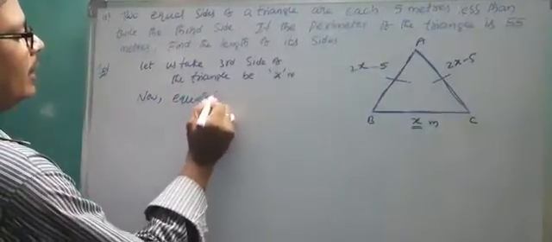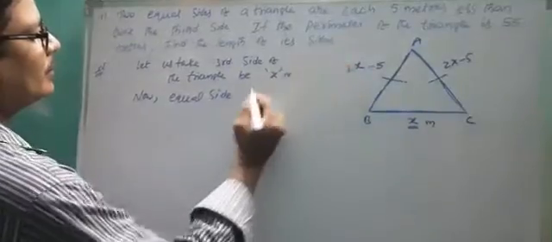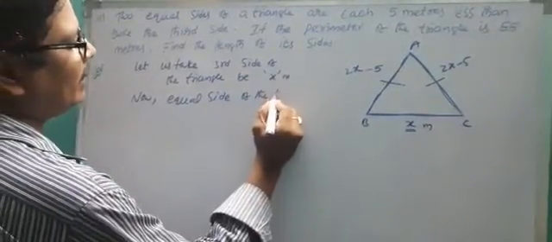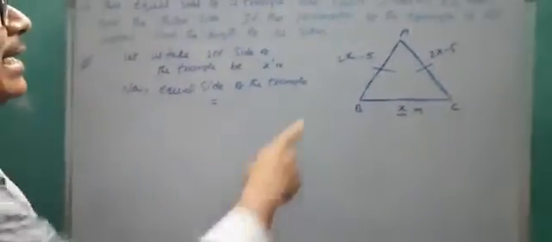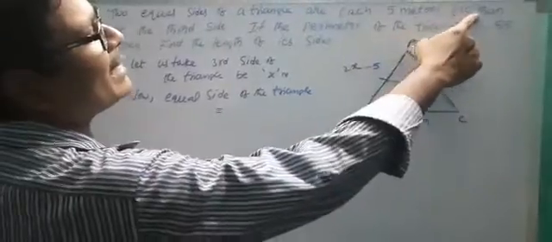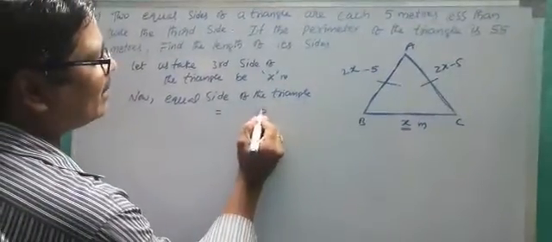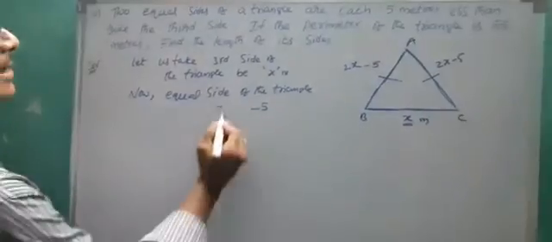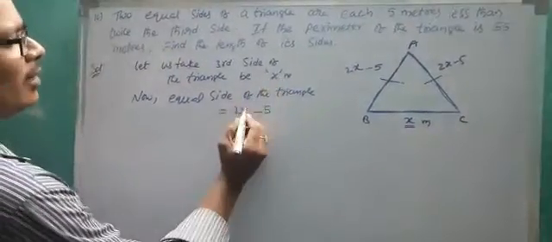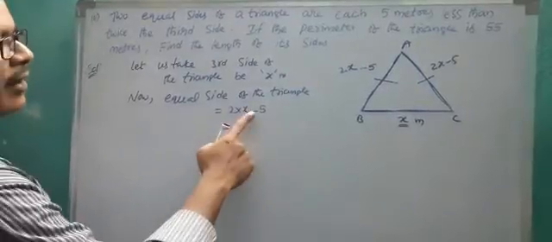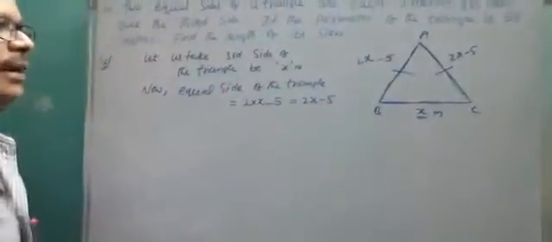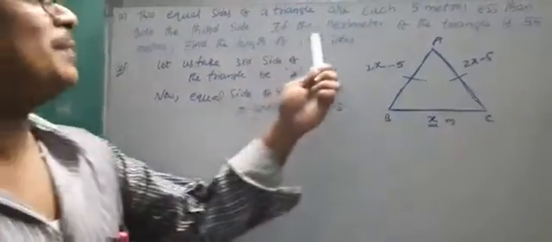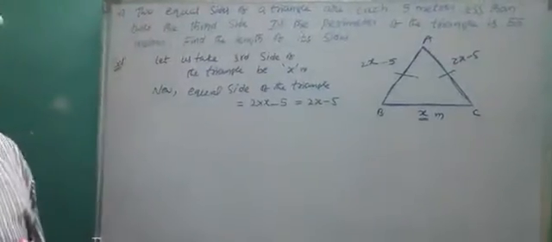Now the equal side of the triangle, from the problem, is 5 meters less than twice the third side. Twice means double the third side. The third side is x, so 5 meters less than twice the third side means 2x minus 5. Now its perimeter is 55 meters.